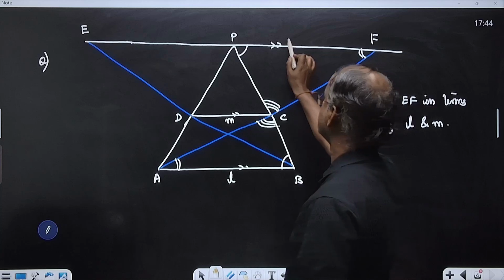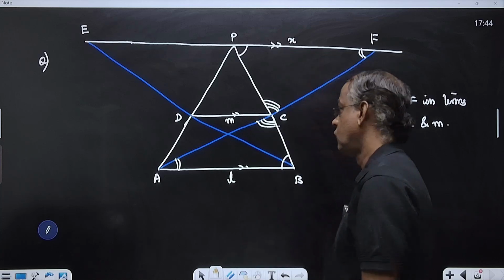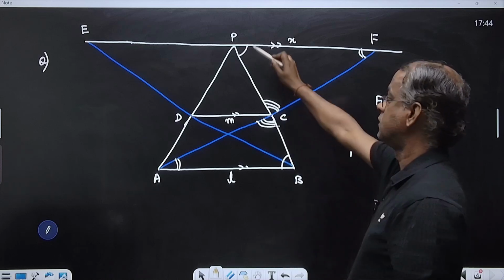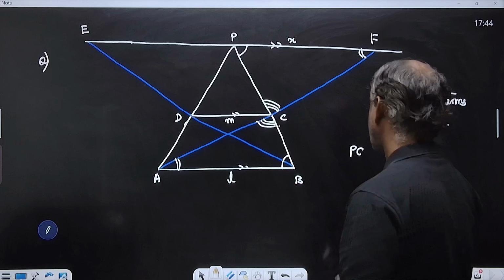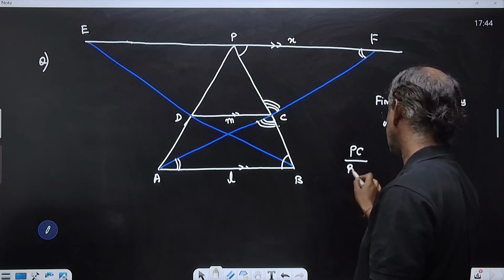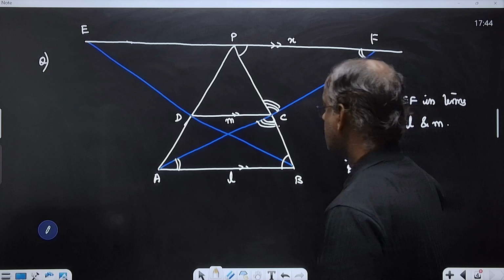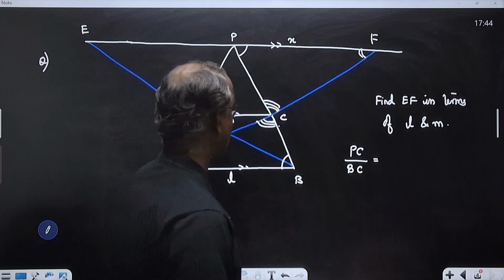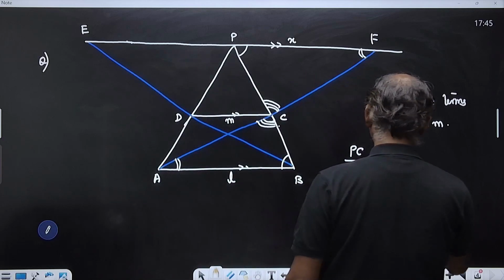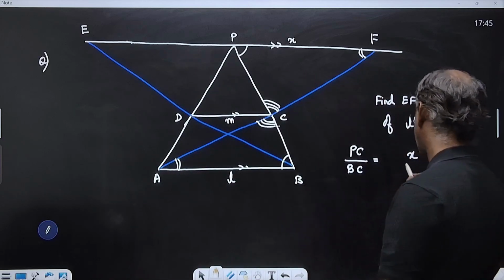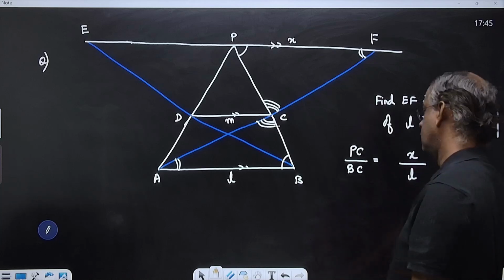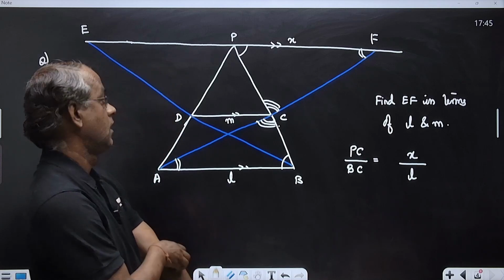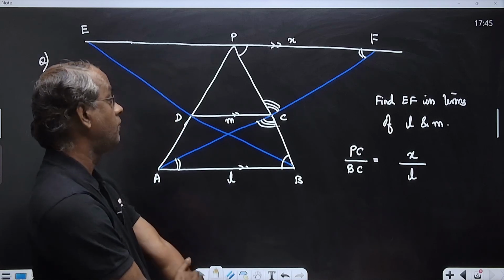So, what should we do? Suppose this length is x. So, what can we say? PC, this is PC, opposite to this angle, upon BC is equal to PC, opposite to this angle, x upon L. PC upon BC. Now, can we find the ratio PC upon BC?